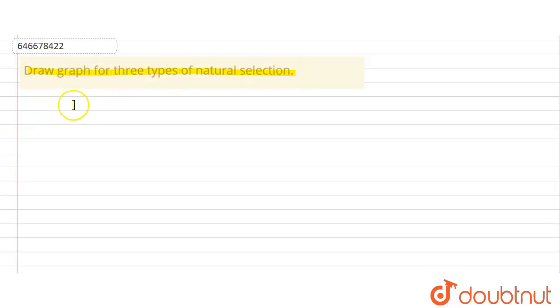Hello everyone, so here's the question. Draw the graph for the three types of natural selection. So let's draw the first one. This is the base. This will be the basis for all the graphs. So I'm going to draw it only once.